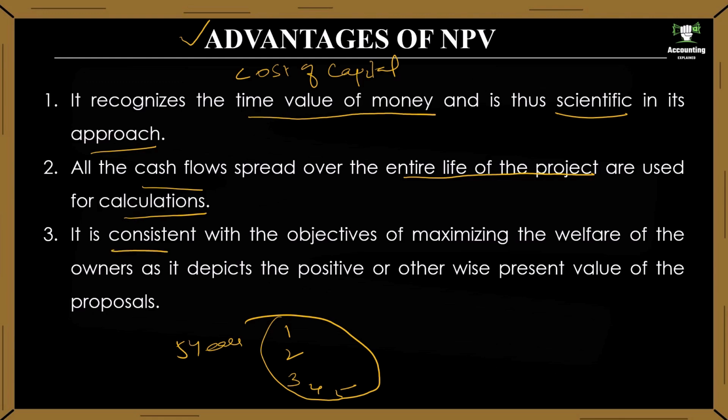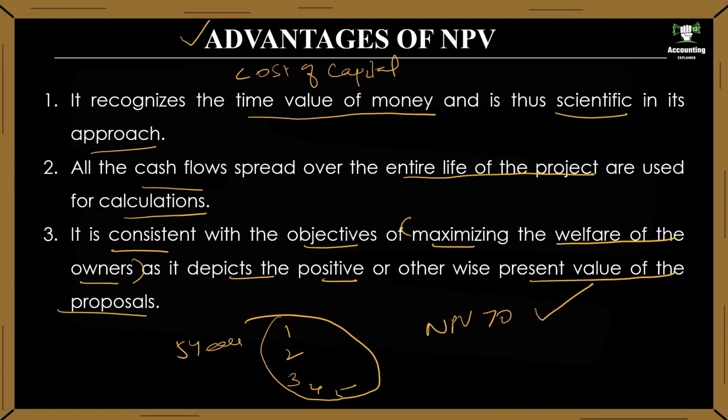Okay, it is consistent with the objective of maximizing the welfare of the owners as it depicts the positive or otherwise present value of the proposals. Okay, so it is considered as an objective for maximizing the welfare of the owners. Why? Because if NPV is greater than 0 only, we are going to accept the project, or else we are going to reject the project. Okay.